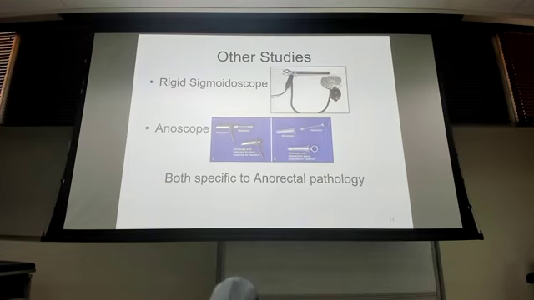Other studies, we talked about the anoscope. Mainly these three tools: the rigid sigmoidoscope, so obviously that's going up a little higher into the large intestine than just the anoscope. But mostly these are anorectal pathologies, the ones that you just passed, that you had information on: the hemorrhoids, the fissures, and the rectal masses.